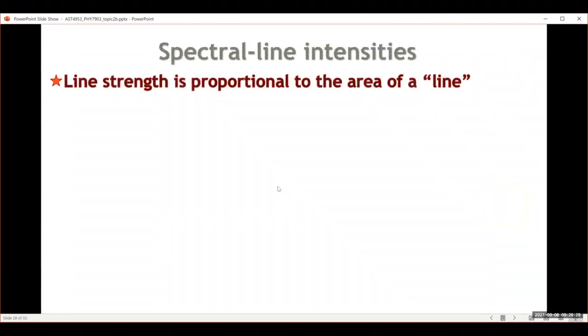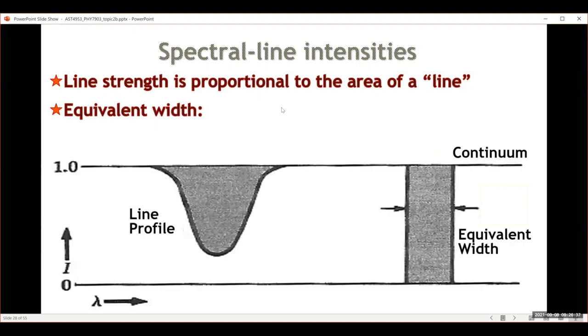Okay. Briefly, when we talk about spectral line intensities, I mentioned this earlier, that the line strength is proportional to the area of the line. And there's a term that we use in astronomy that's called equivalent width. So here I've got an absorption. Here's the continuum. Here's how the absorption looks. We've got a whole bunch of light missing. If we were to have this as just a straight thing, this has the same area as this line profile. And so we consider this to be the strength of that absorption.